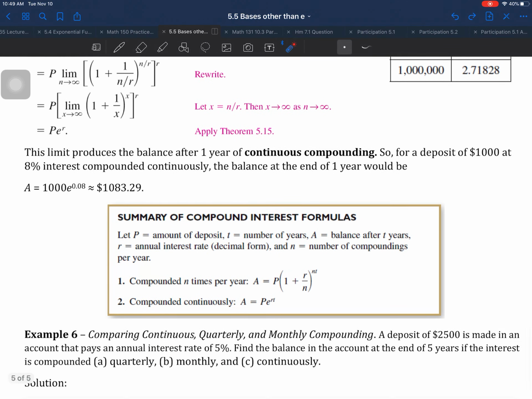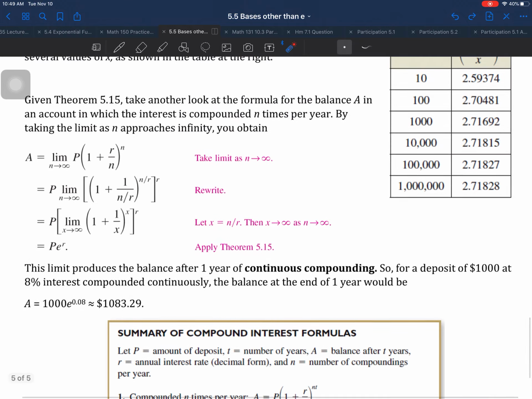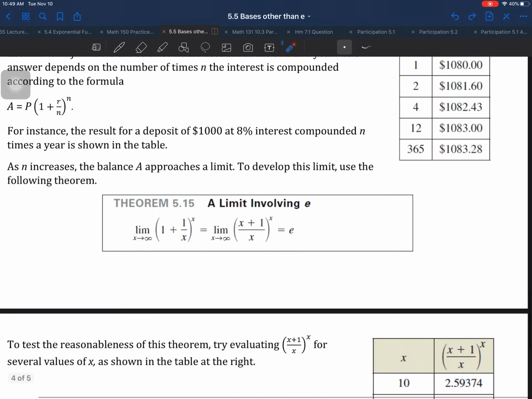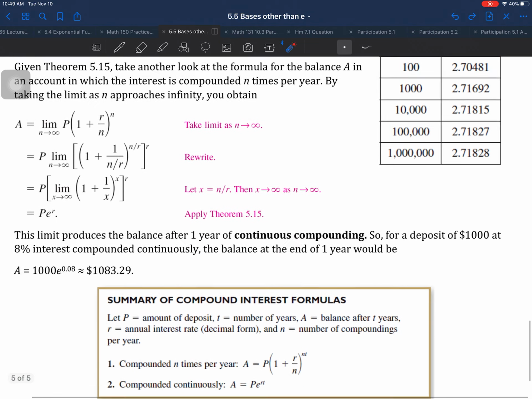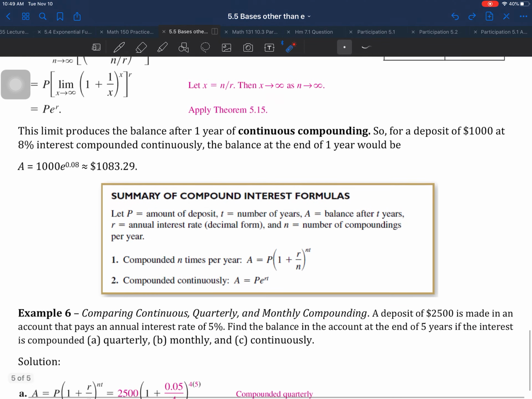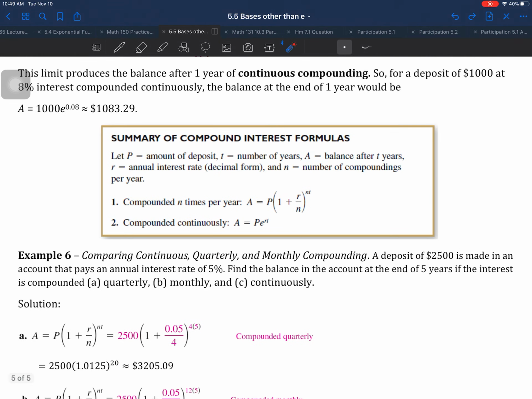All right, and we notice that when you apply that, then you end up getting $1,083.29, which is not so far away from what you had here. It's not a big difference, but over time it makes some difference. So that summarizes the two types of accounts that we discussed, right?